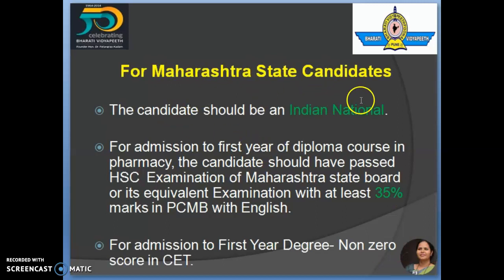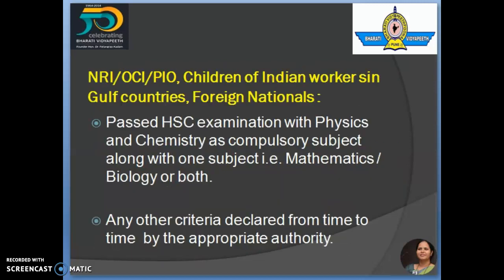Number 1, for Maharashtra state candidate should be Indian national. To get admission in diploma, he or she should have cleared HSC examination with the subjects specified there. For degree admission, a non-zero score in CET is needed. Physics and chemistry are compulsory subjects along with mathematics and biology or both. For NRI and OCI, PIO children, the criteria are decided by government.